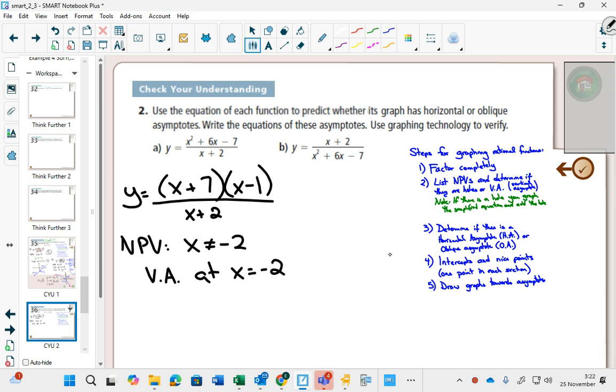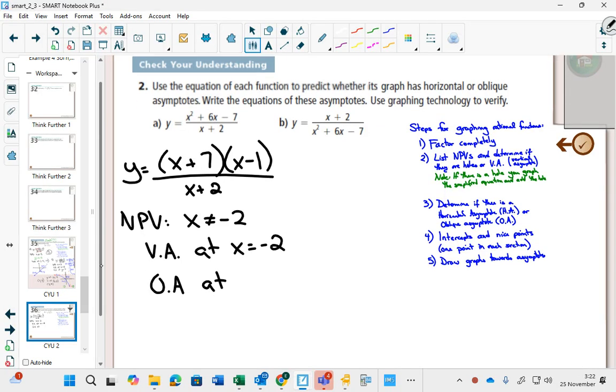So we have a vertical asymptote at x equals negative 2. Next, step 3. Do we have horizontal asymptotes or oblique asymptotes? Degree is bigger in the top. We don't have a hole, so we have an oblique asymptote at, well, how do I find that oblique asymptote?